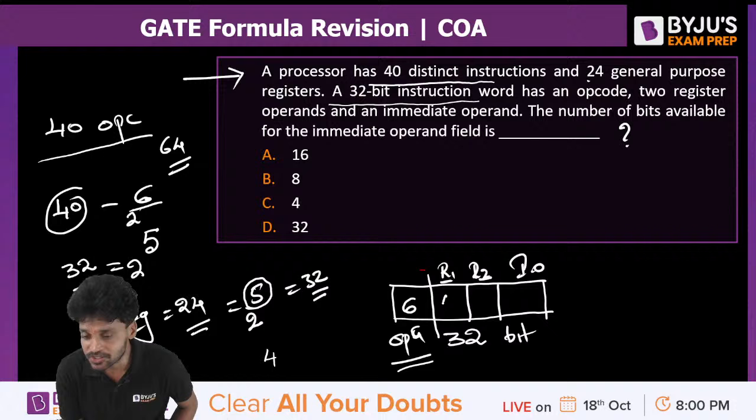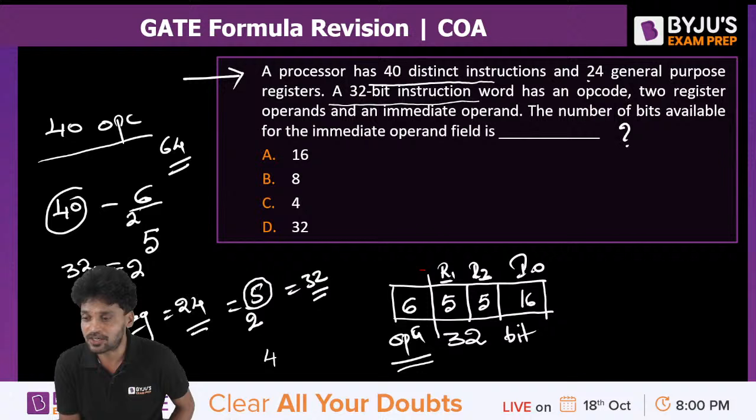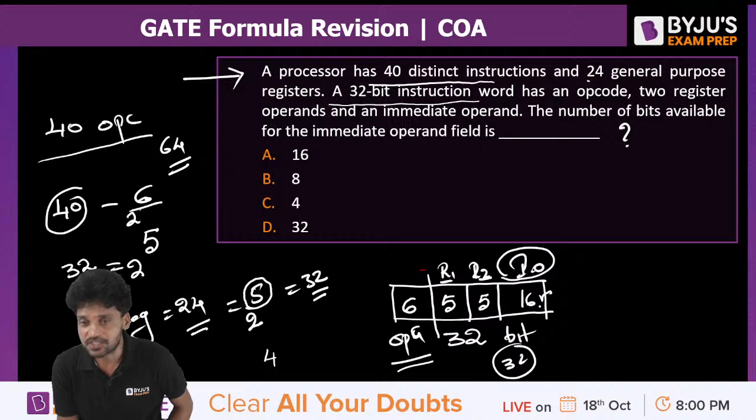So, opcode is equal to 6, 5 digits is for register 1, 5 digits is for register 2, and the remaining 16 plus 16 is equal to 32. So, the immediate operand field will take 16 digits.